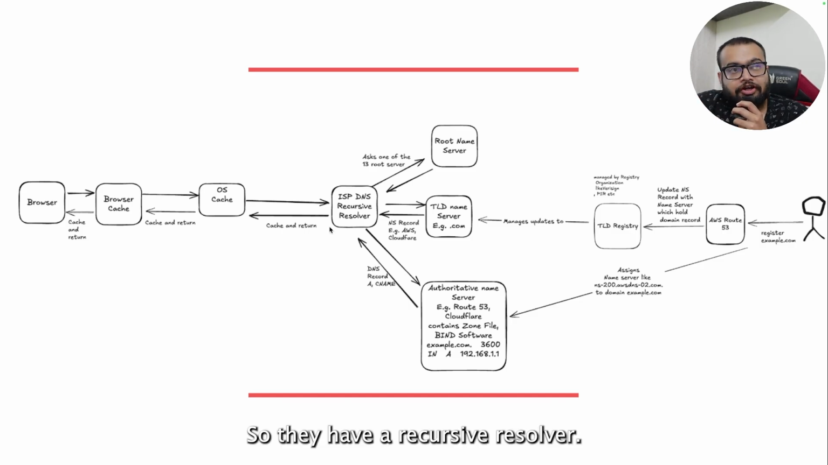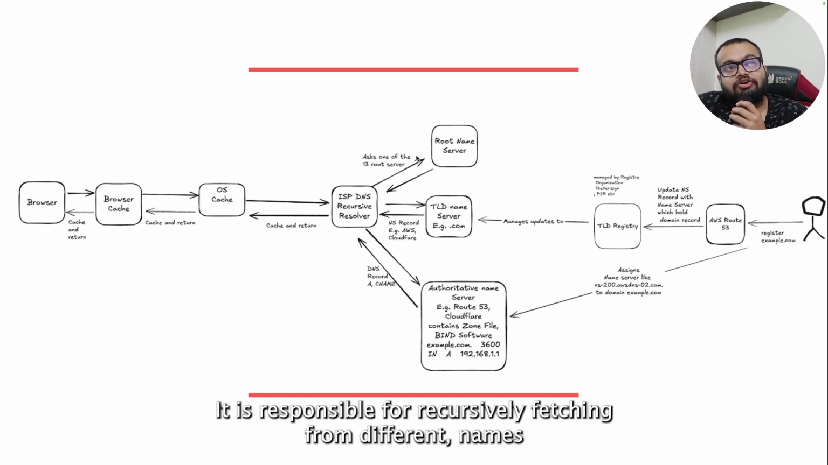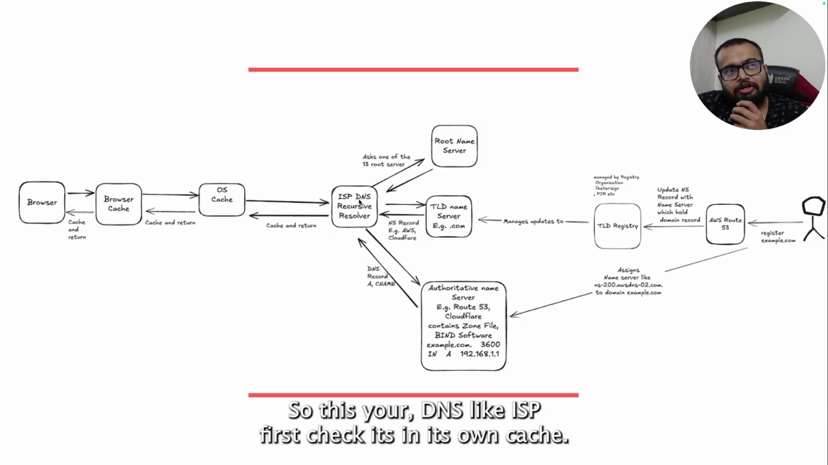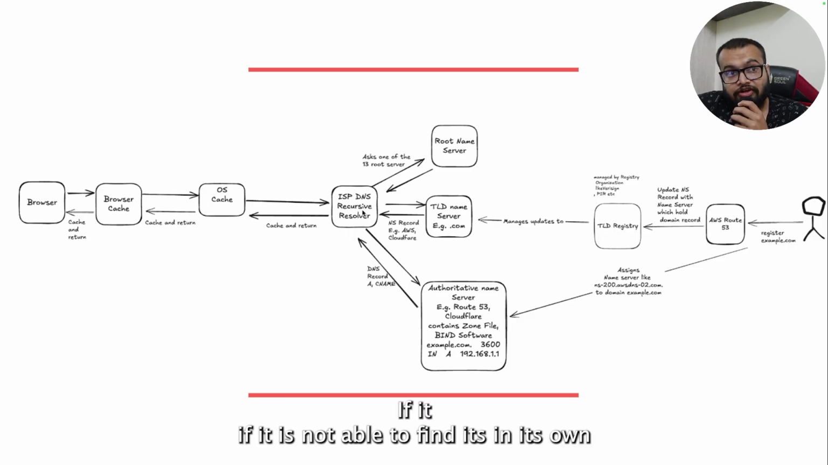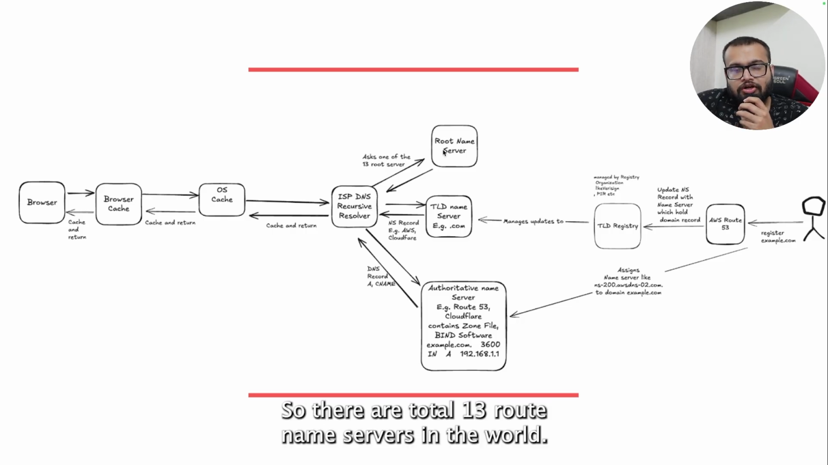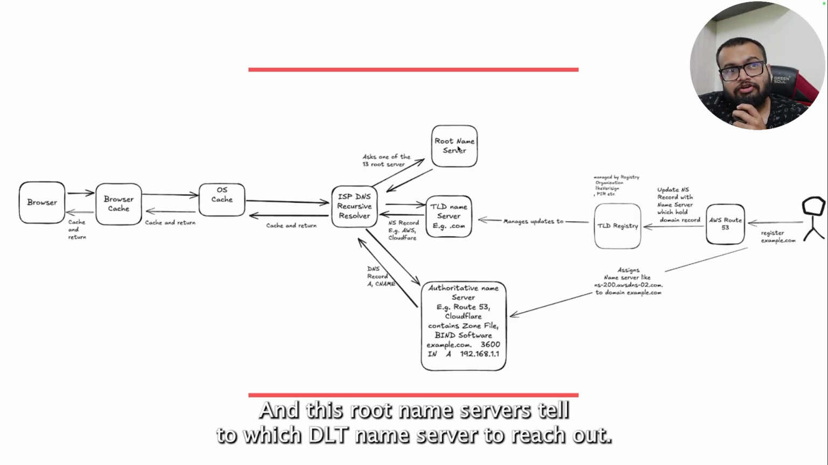They have a recursive resolver. Recursive resolver means it doesn't hold the record. It is responsible for recursively fetching from different servers. So the ISP's DNS first checks in its own cache. If it is not able to find it in its own cache, it asks the root name server first. There are a total of 13 root name servers in the world. We will talk about it in more detail. And these root name servers tell which TLD name server to reach out to.